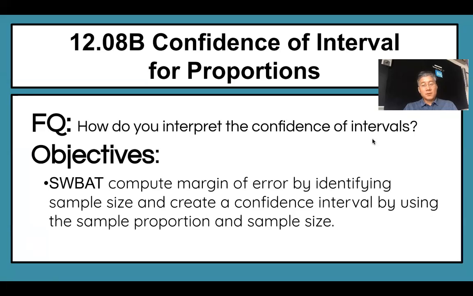Hi everyone. Today we are going to talk about 12.8b confidence interval for proportions. So we are going to compute the margin of error by identifying sample size and create a confidence interval by using the sample proportion and sample size.